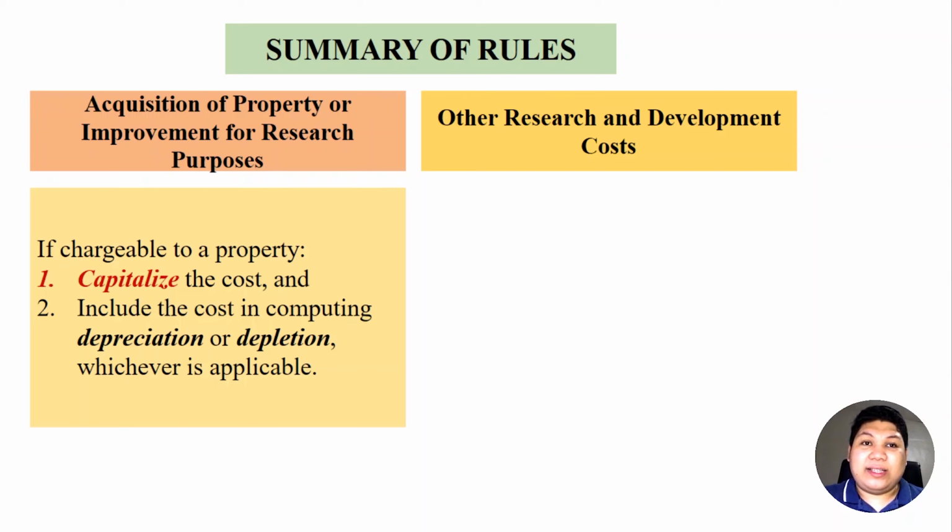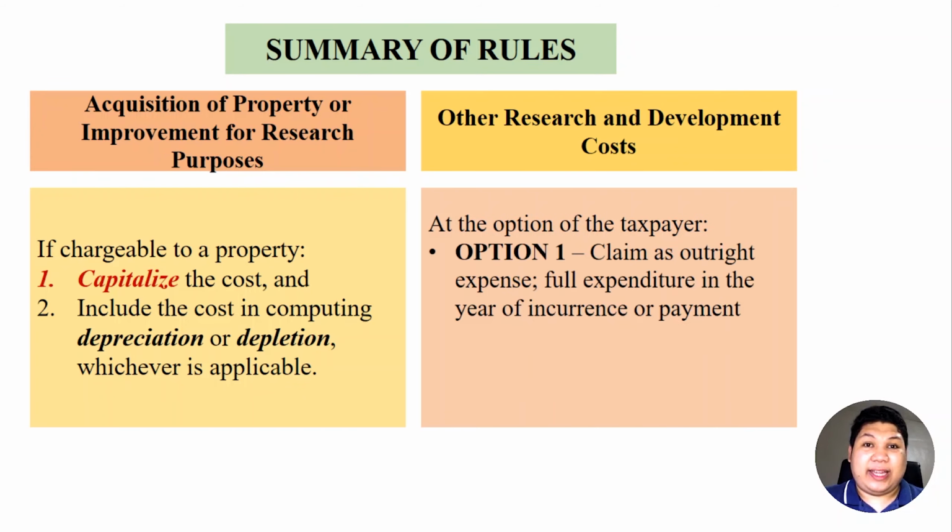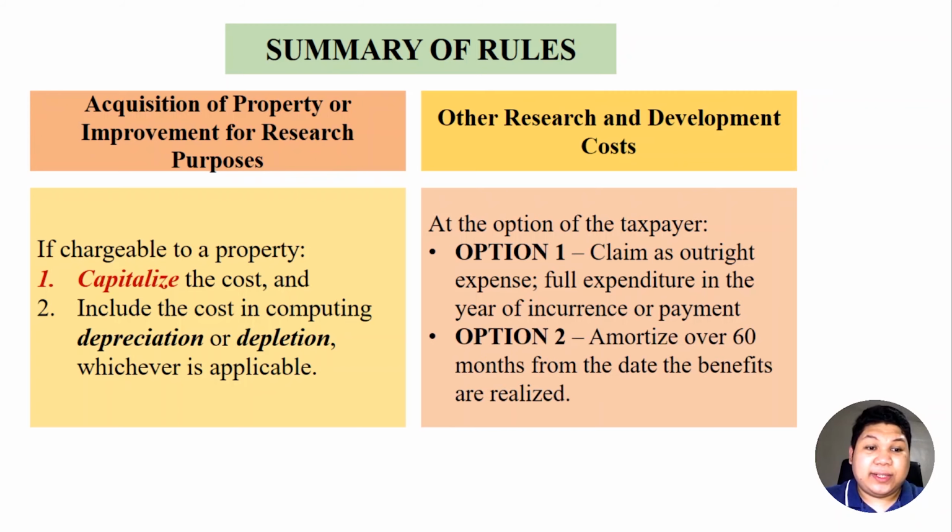However, other research and development costs, this pertains to the salary of the researcher or feasibility studies or consultants. The treatment would be at the option of the taxpayer. It could claim as outright expense the full expenditure in the year of incurrence or payment. That's the first option. Or option 2, it could be amortized over 60 months, or that is 5 years, from the date the benefits are realized.